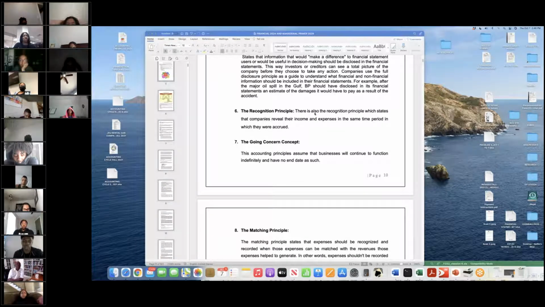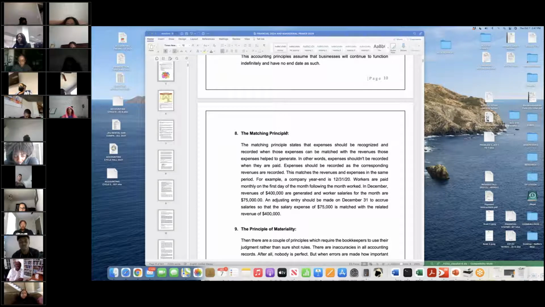And the recognition principle states that income and expenses should be recognized in the same period in which they were accrued or occurred. So when we earn the income, journal entry 15, or when we incur the expenses, we haven't done a lot with accrued expenses yet. And this is where adjusting entries come in. But this recognition principle says that we recognize revenue when it's earned and we recognize expenses when incurred.